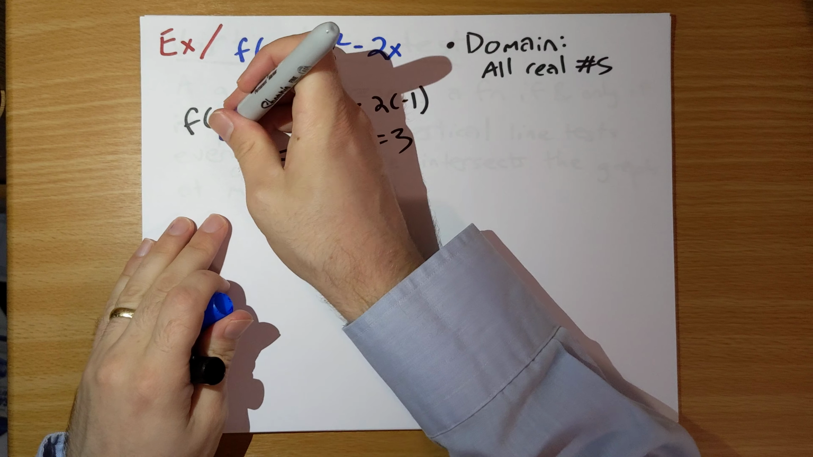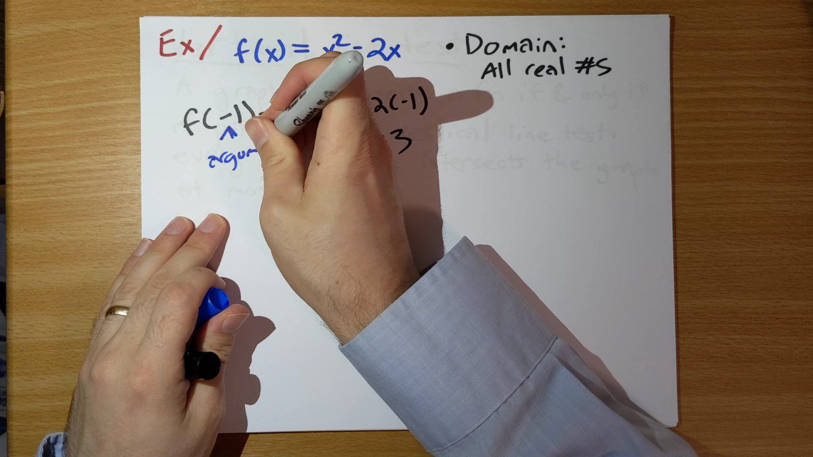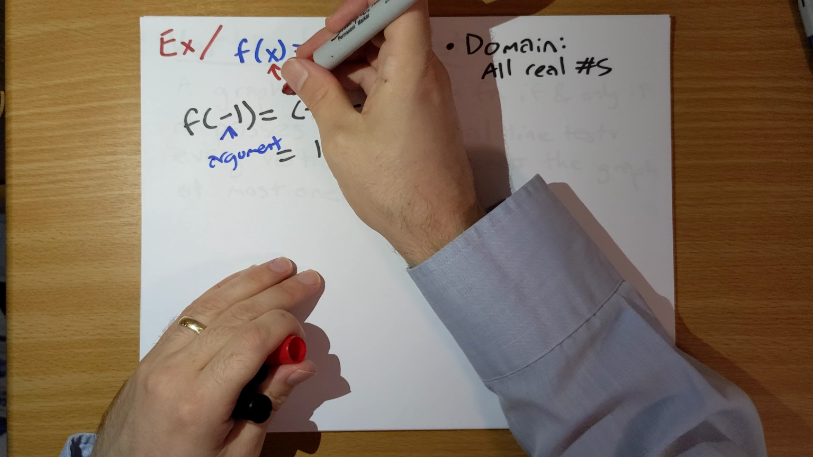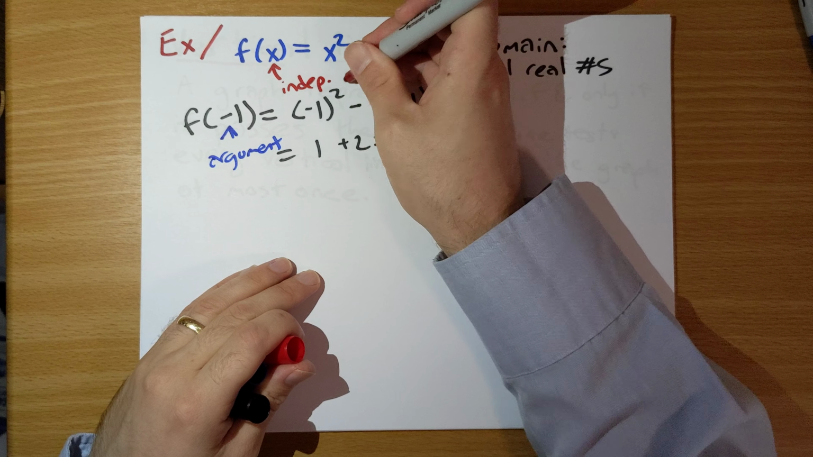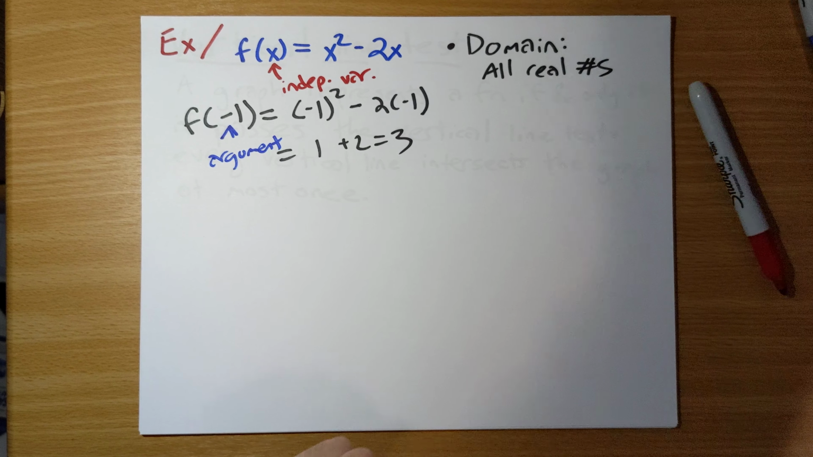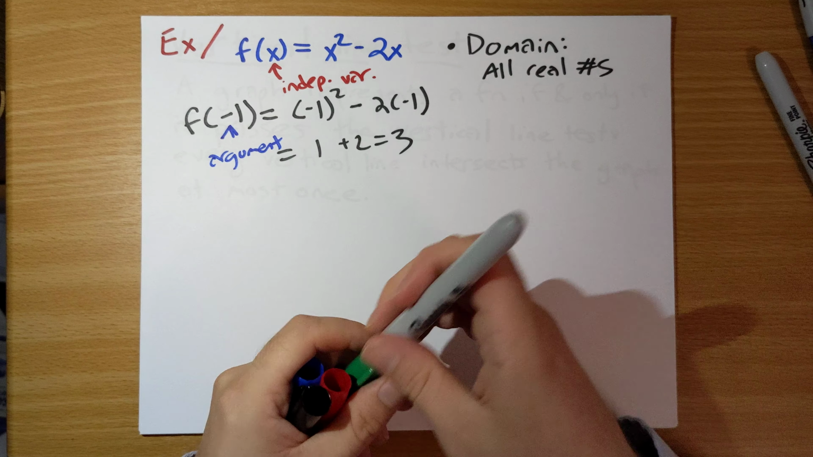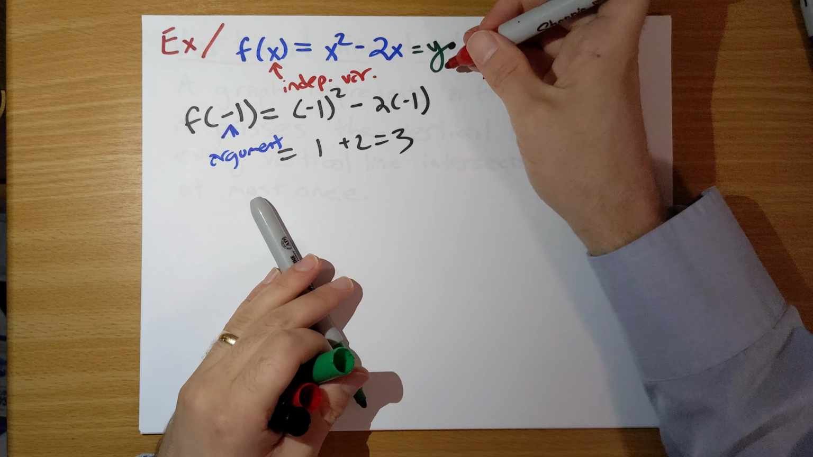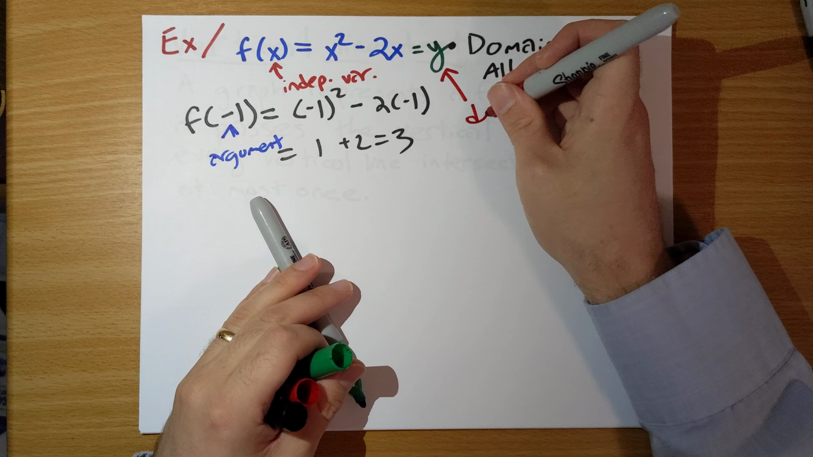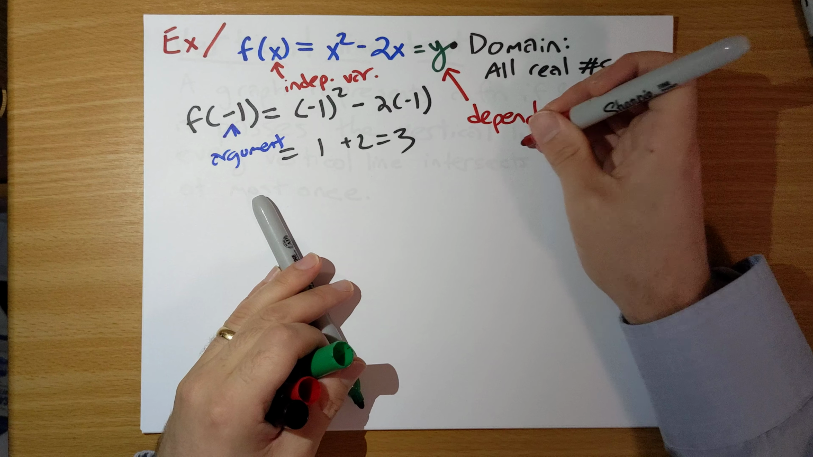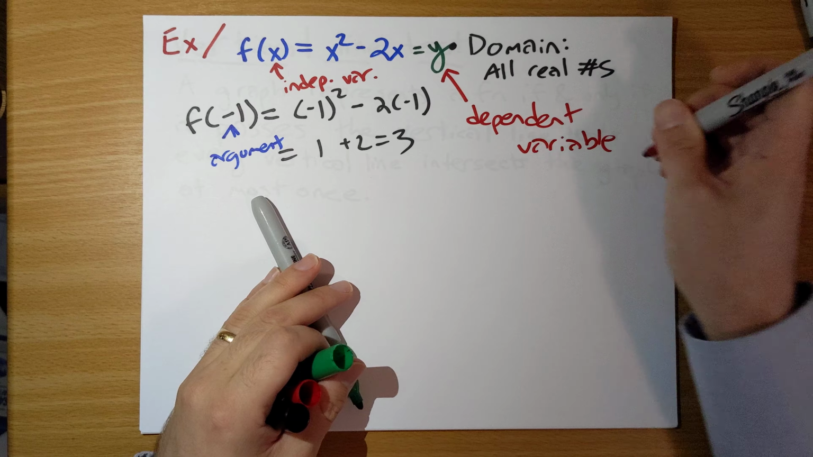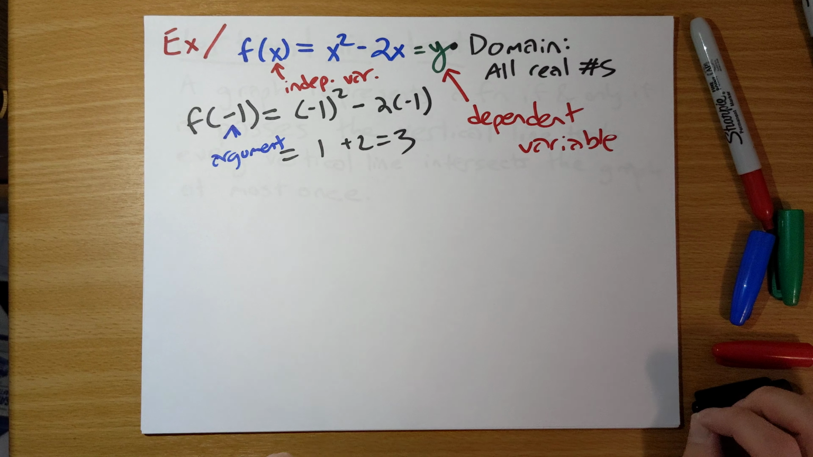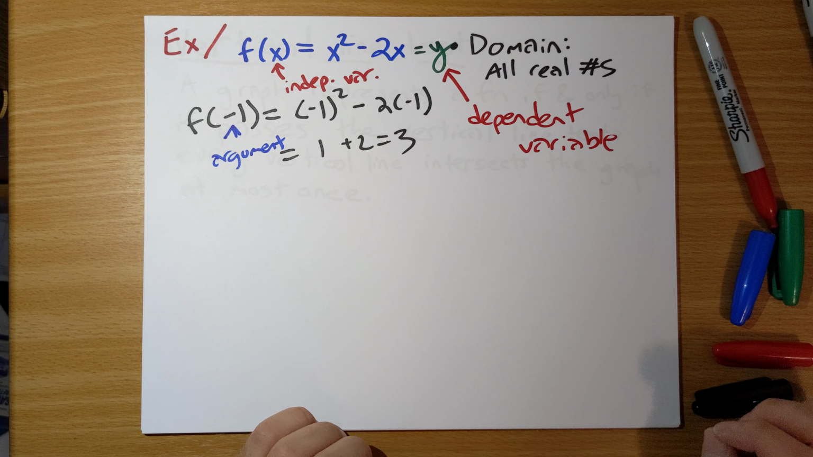Once again here, this is the argument. I should say here, this is the independent variable. If we're thinking of this as f of x equal to y, in this case, y would be our dependent variable. If y is equal to x squared minus 2x, y depends on x. y is the dependent variable.